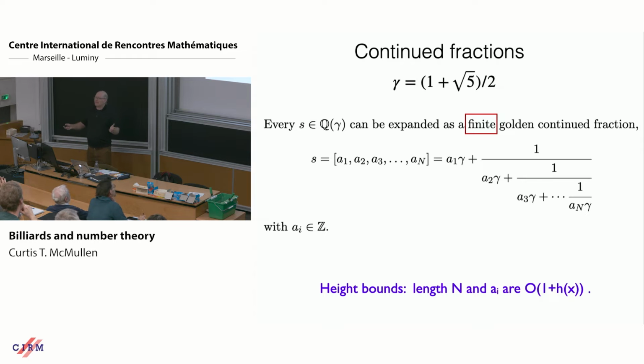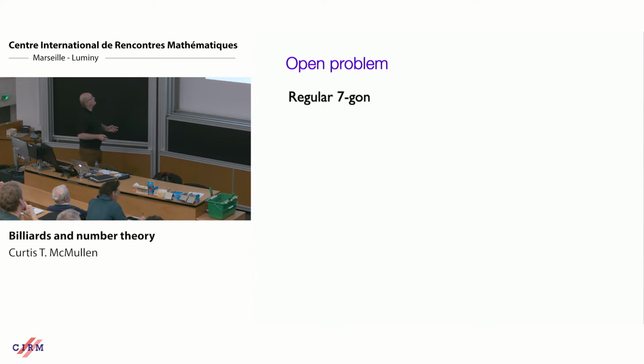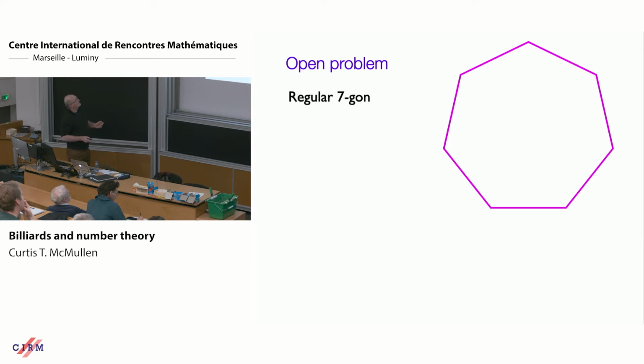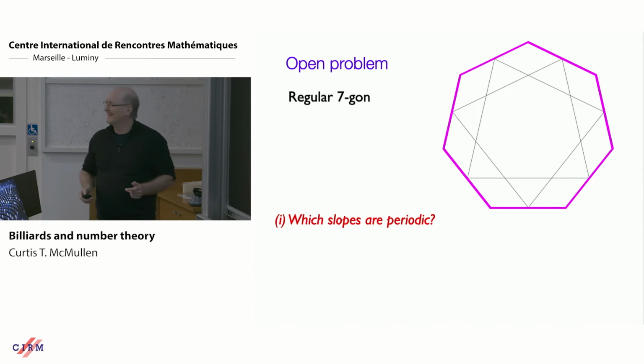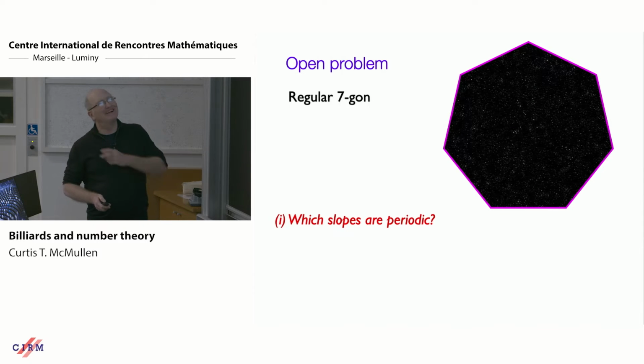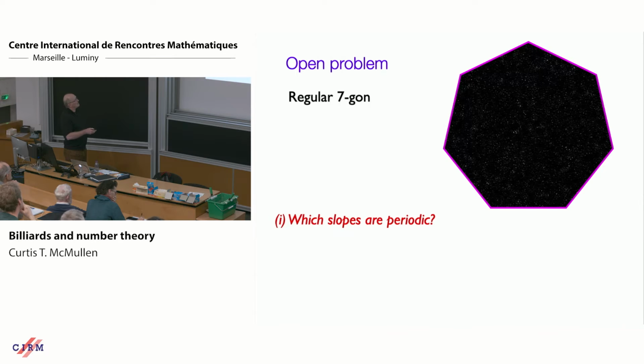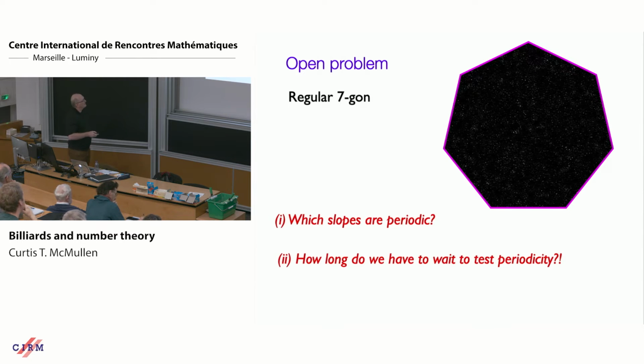Now, just for perspective, let's take a glimpse at what happens for cubic fields. So here's an unsolved problem. Let's look at what happens for the regular 7-gon. We could ask the same question: which slopes are periodic? There's one, and here's another. Now, I believe the slope 2 times the first is not periodic, but that's quite hard to prove. And in fact, the following is an unsolved problem.